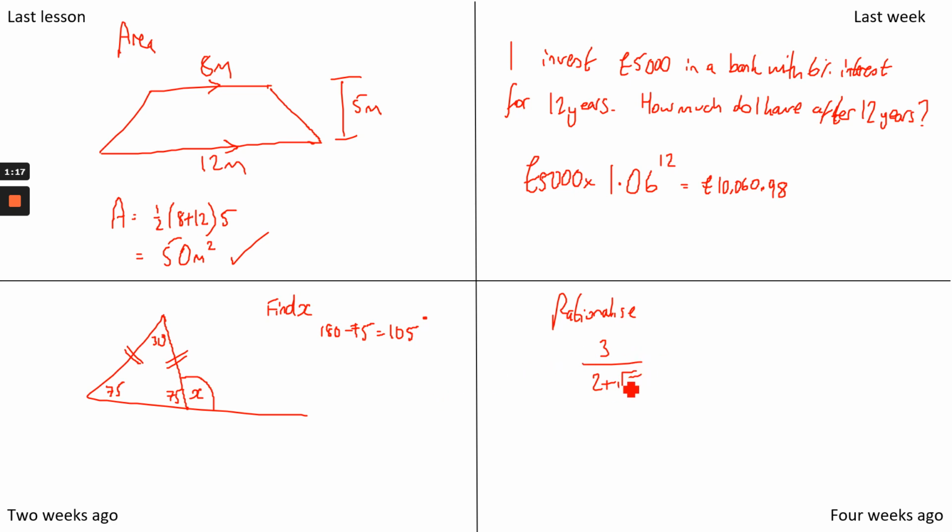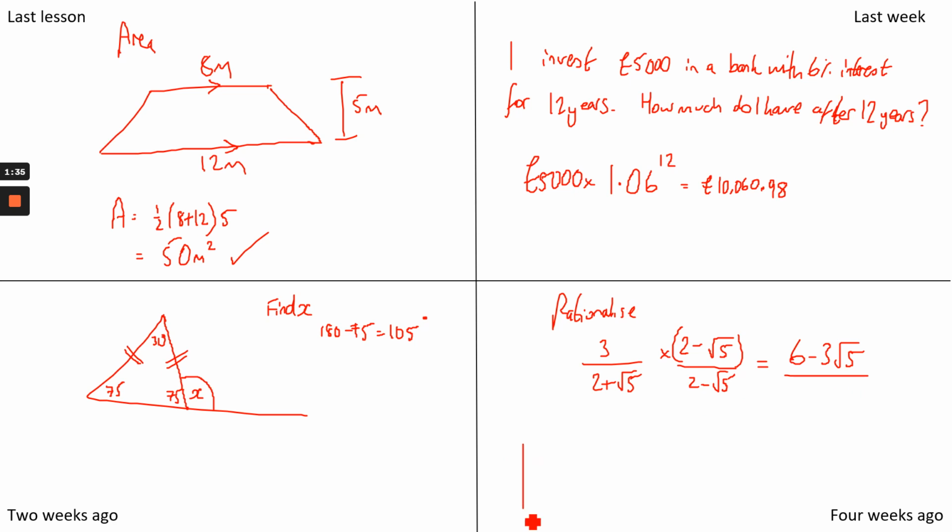Now remember, when you're rationalizing with a surd like this on the bottom, you need to multiply it by the difference of two squares. So 2 minus root 5 over 2 minus root 5. So on the numerator, 3 lots of all of this is going to be 6 minus 3 root 5.